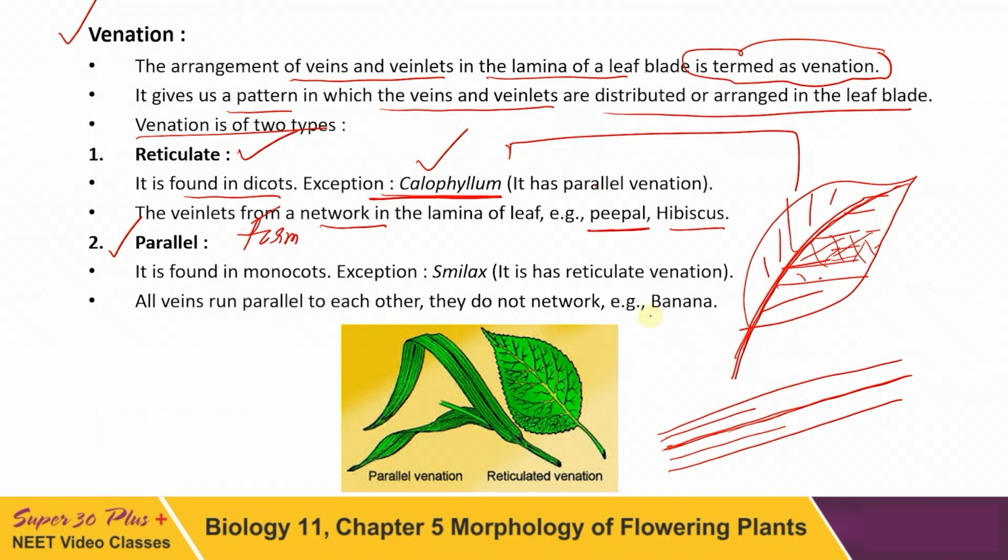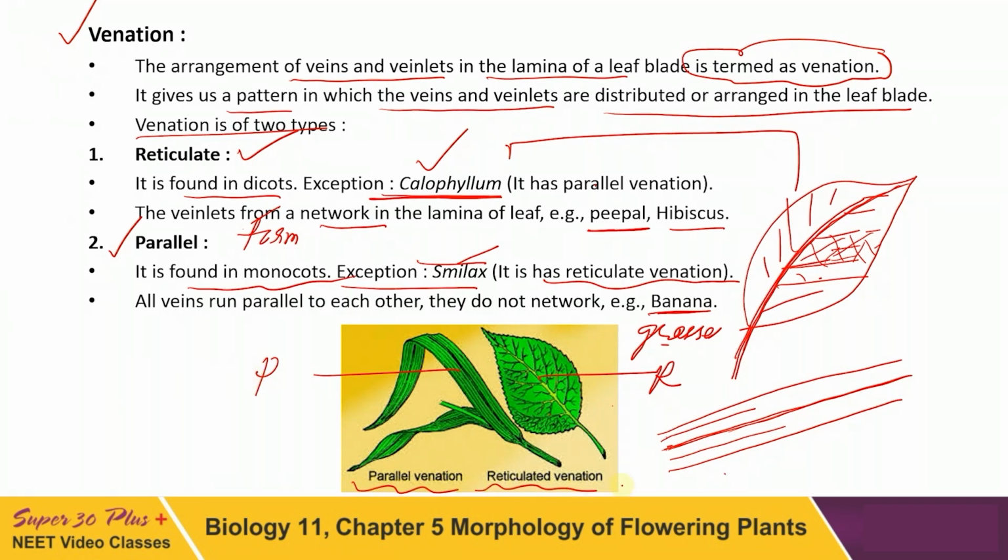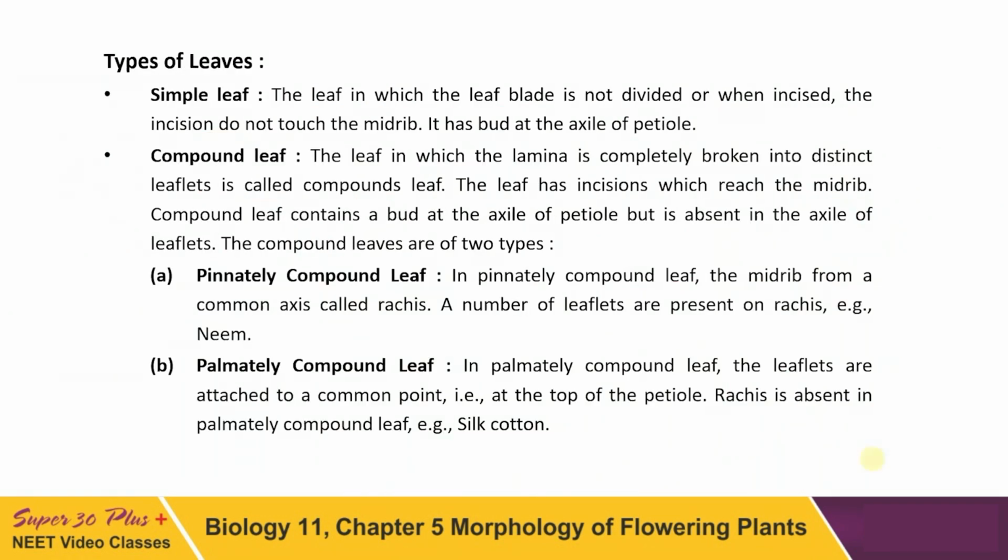The same case we have in banana, in sugarcane, and in almost all grasses, that is monocots. Monocots have parallel venation, but an exception is there, as I told you. Smilax is a monocot, but instead of parallel it has reticulate venation. You see the beautiful diagram. This is reticulate venation, and this is parallel venation. Parallel venation, and that is reticulate venation. Right? Come to the next now.